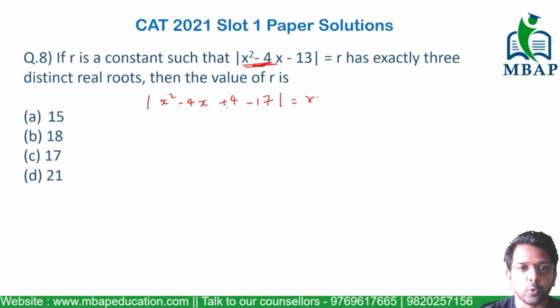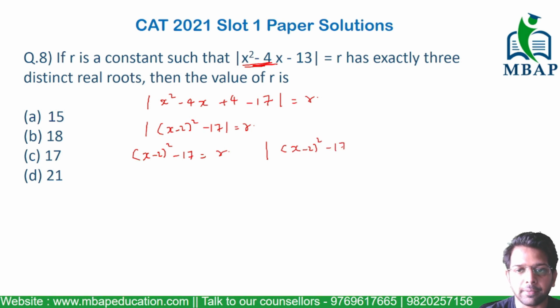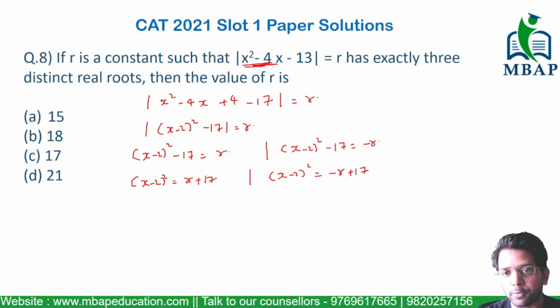Now x square minus 4x plus 4 is nothing but x minus 2 the whole square, minus 17, which should be equal to r. If you open the mod, x minus 2 the whole square minus 17 on one side will be equal to positive r, and on the second side x minus 2 the whole square minus 17 should be equal to minus r. So x minus 2 the whole square will be r plus 17 on one side, and on the second side x minus 2 the whole square will be equal to minus r plus 17. Now the question is on what value of r this equation will have 3 distinct roots.